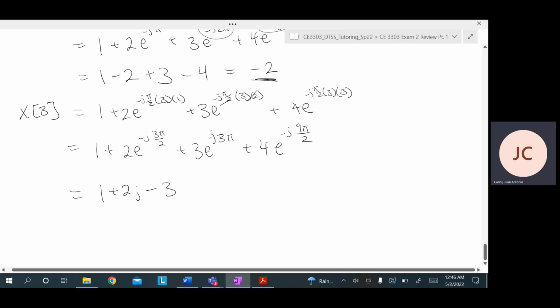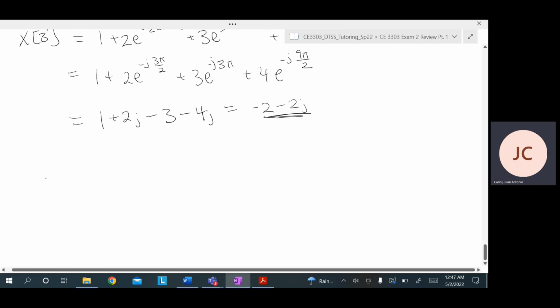So what exactly is 9 pi over 2? 9 pi over 2, it looks like we get negative pi halves, yeah. So minus 4j. Okay. So then we get 1 minus 3 is negative 2, and then 2 minus 4 is negative 2j. And finally, that completes the DFT.